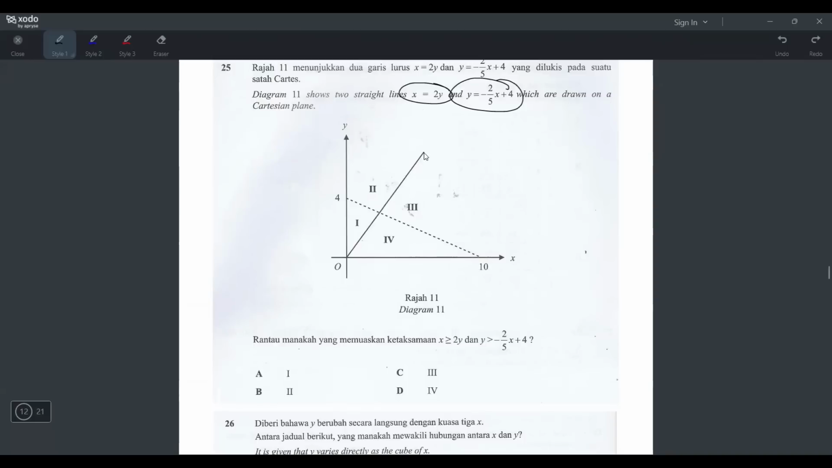So let's write ourselves. This line confirm it will be x equals 2y. And then this other line will be y equals negative 2/5 x plus 4. Macam mana saya tahu? How do I know this one is this line? Why not write this one on the other line?